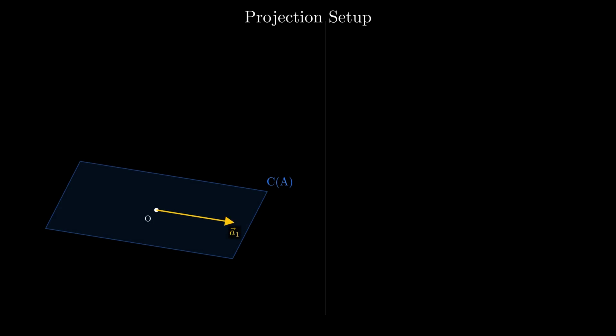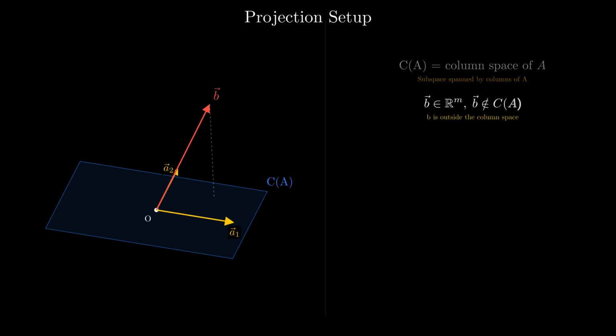Here is the setup. Matrix A has columns A1, A2, and so on. These columns span a subspace of Rm, the column space of A. Think of it as a plane passing through the origin. Vector B lives in Rm but not in the column space. We want to find the closest point P in that column space to B.